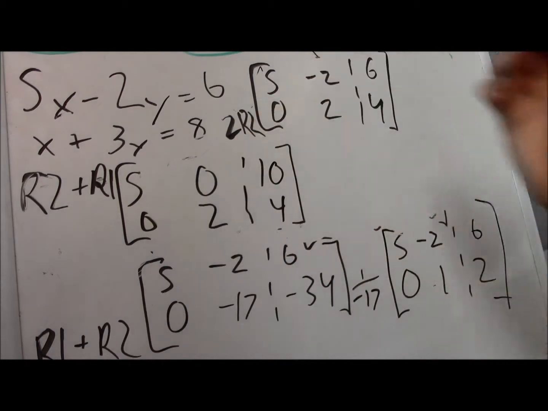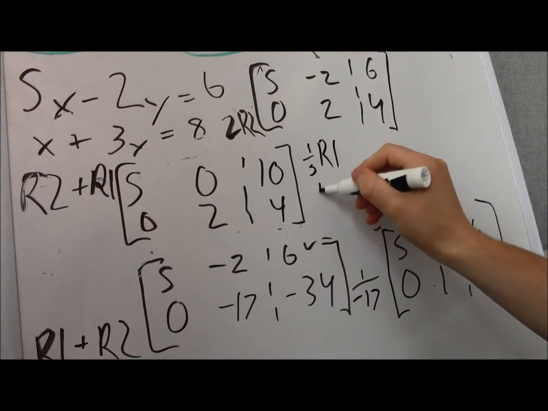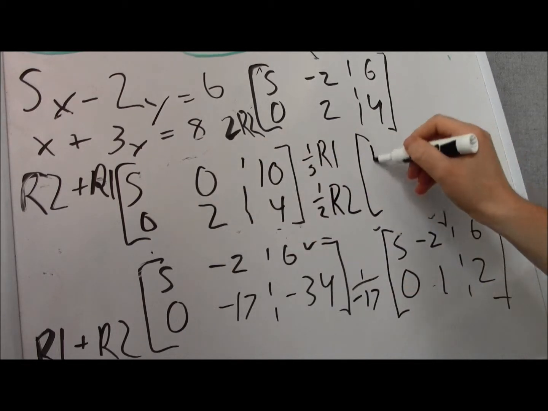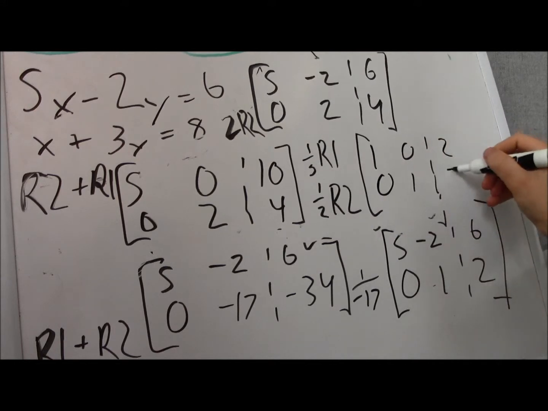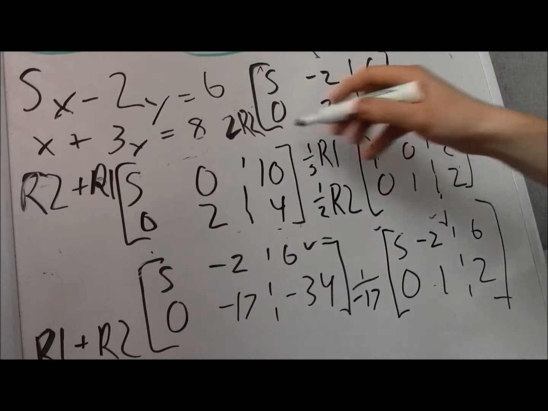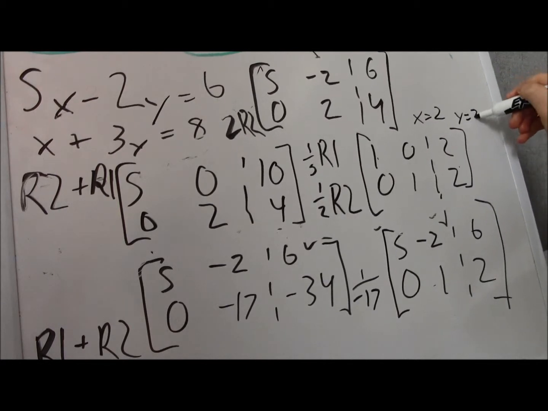So now we have all our zeros, we just need to divide out so we get 1s. So 1/5 of row 1 and 1/2 of row 2. Multiply that through, and it's 1, 0, 2, and 0, 1, 2. This right here is our answer. So x, which is the first one, x equals 2, y equals 2. There's your answer. Nice and simple.